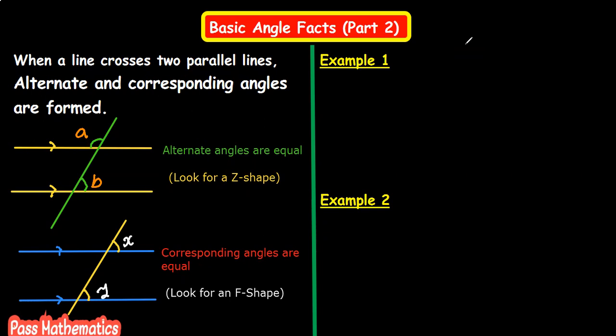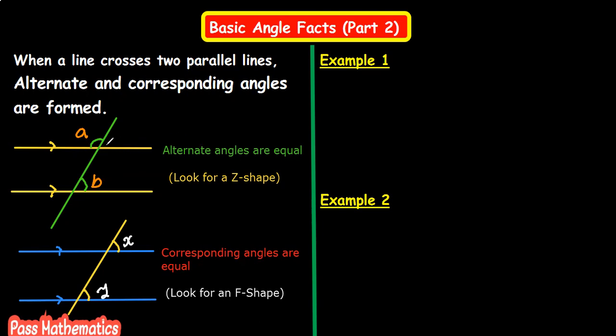So let's begin. When a line crosses two parallel lines, alternate and corresponding angles are formed, just like what you are seeing on the screen here. So here we have two parallel lines, and then we have a transversal line here. This line is a transversal line. So this is alternate angles, which are always equal. So we have an angle here, angle A, and then we have another angle here, angle B. So these angles are alternate angles, and alternate angles are always equal.